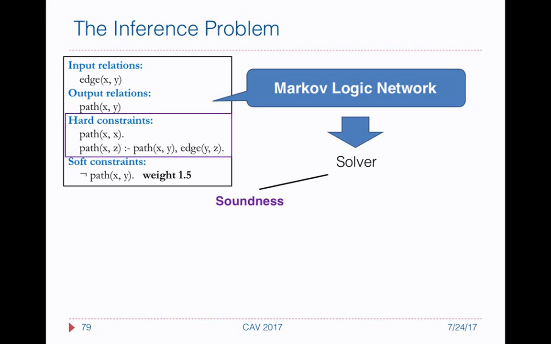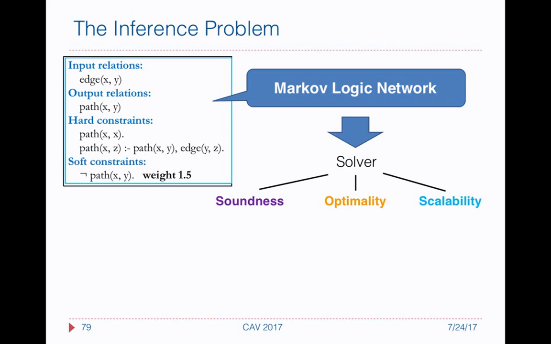The first is we want soundness, which means that any solution that we get back has to satisfy all the hard constraints. The second is we want it to be optimal. What that means is the sum of the weights of the satisfiable soft constraints should be maximized. And finally, we want scalability, which means we should be able to handle the very large instances that arise in our applications in practice.